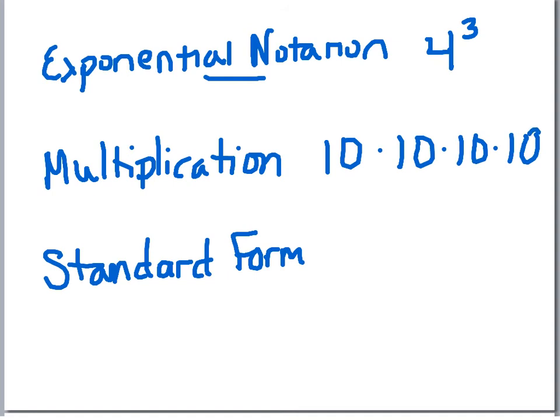And if you were asked to write something in standard form, that's just basically saying to write it in numbers. So if they asked you to write 2 to the 5th in standard form, you would have to go through 2 times 2 times 2 times 2 times 2, and that would get you 32. So 2 to the 5th in standard form, you would write it as 32.